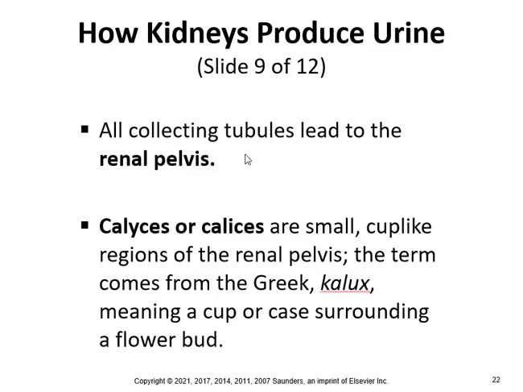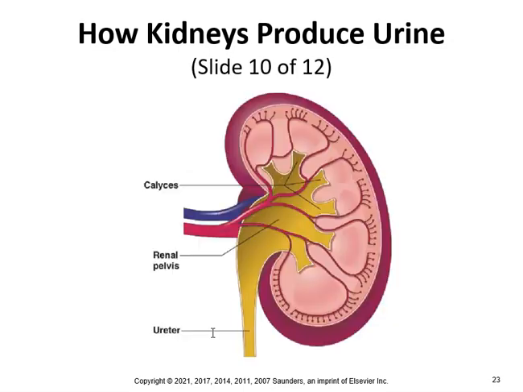All collecting tubules lead to the renal pelvis. So there's calyces. There are small cup-like regions of the renal pelvis. Their term comes from the Greek calyx, meaning a cup or case surrounding a flower bud.